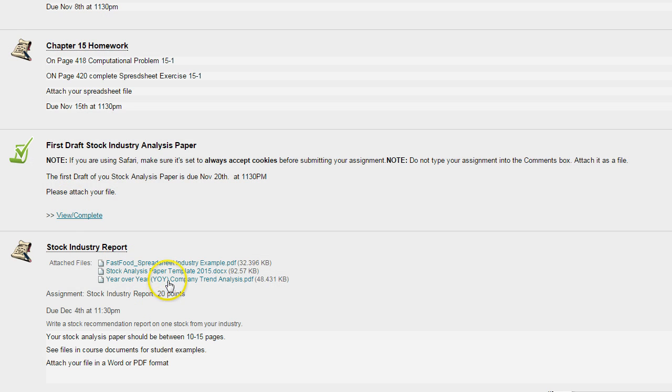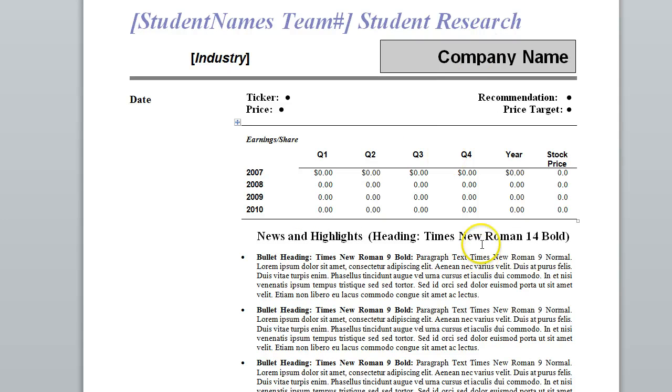Okay, most importantly is the stock analysis template. So this template I put together to give you sort of a format of how to put your stock analysis together, and this is a professional format. So you put in your industry, your company name, you need to develop a recommendation, a buy, sell, or hold, and a price target.